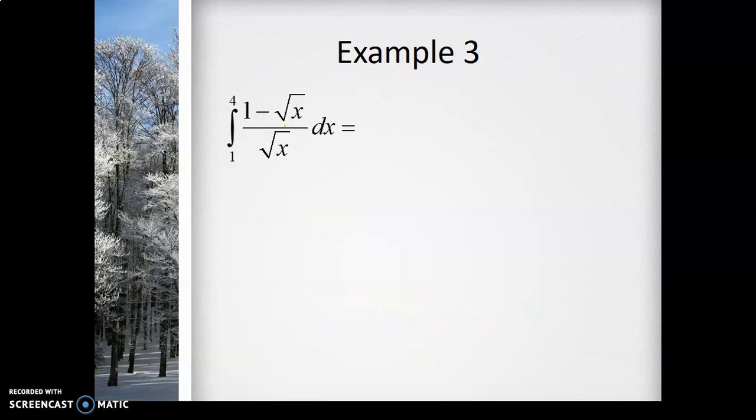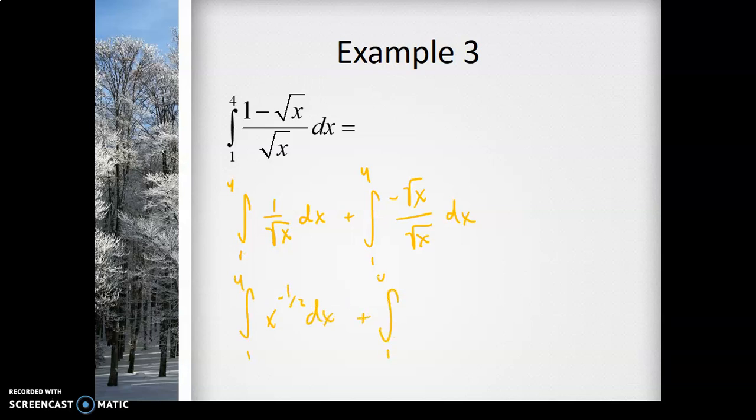Remember that if you had a problem like this, there is no quotient rule for integrals, so you would have to split it up as the integral from 1 to 4 of 1 over root x dx plus the integral from 1 to 4 of negative root x over root x dx. Simplify each of them first. So this one would turn into x to the negative 1/2 dx, and this one would turn into just 1 dx, or just the integral of dx. And then if you want to see the worked out version, you can go back and watch the other videos. But remember, there is no quotient rule with integrals.